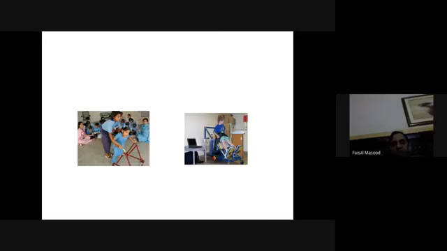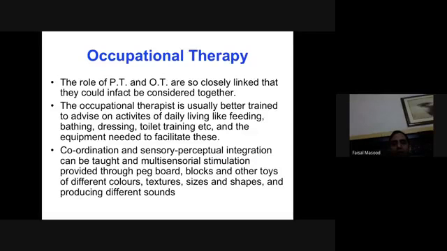This is how you can help the child to walk with a frame. You can ask the child to crawl using a trolley. Then there should be the role of the occupational therapist. The physiotherapist and occupational therapist help each other. You should try to promote the child to feed himself or herself, and horse riding is very good. You can give them horse riding toys.